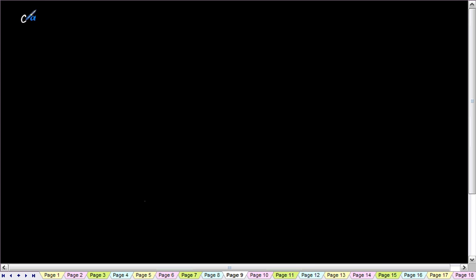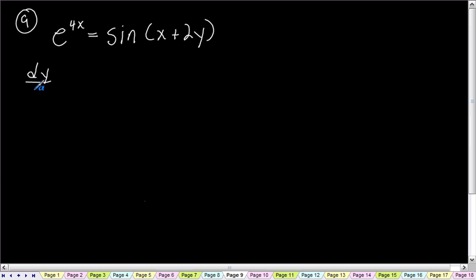Number 9. Logarithm, still using differentiation with a geometric function. Notice that x's and y's are all mixed in, so I have to use implicit differentiation. Our dy/dx is going to look like the following.